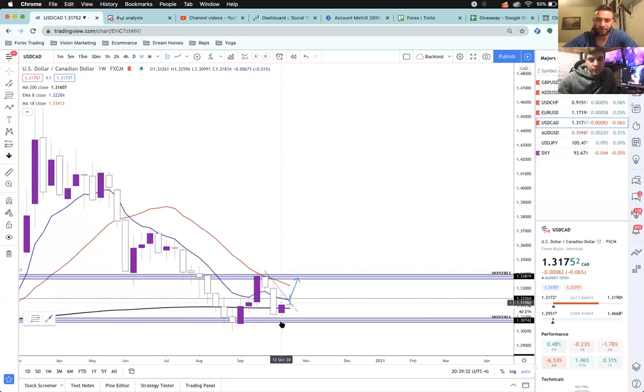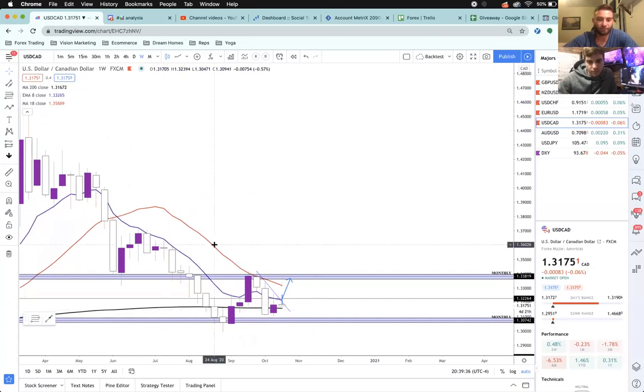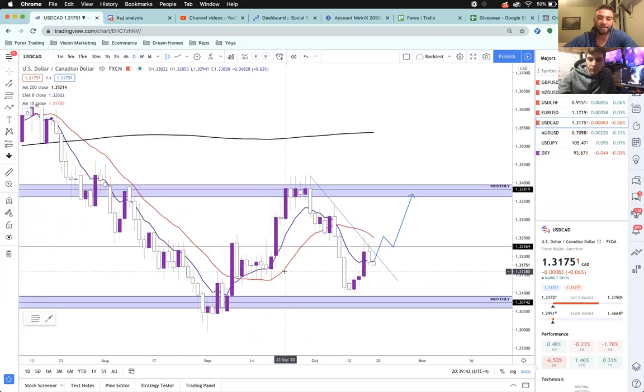So this is a reversal candle, guys. Reversal candle at the 200. We're looking for this thing to potentially go higher, to potentially go bullish. Let's break this down to the daily time frame.